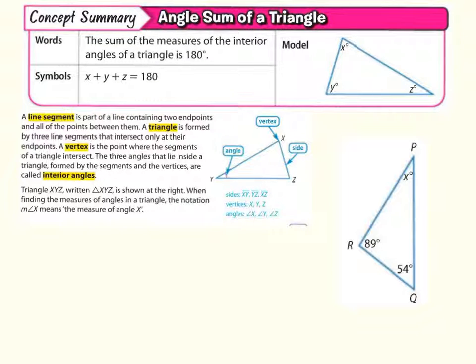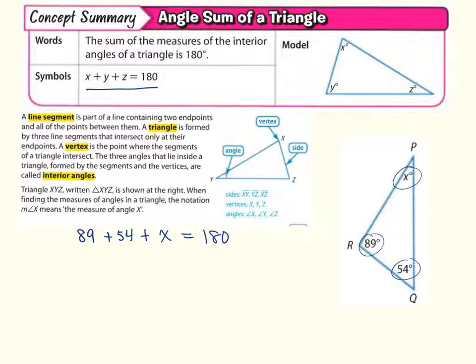So the first thing I'm going to ask you to do is to write the expression. Okay, so on your notes where it says write the expression, we just need to express all these angles adding up to 180 degrees, just like they did up here. So I'm going to add 89 plus 54 plus x, and all that added up equals 180 degrees.